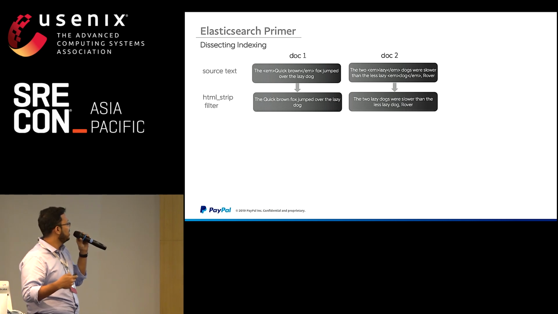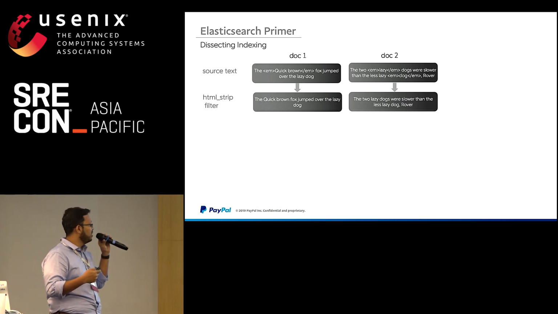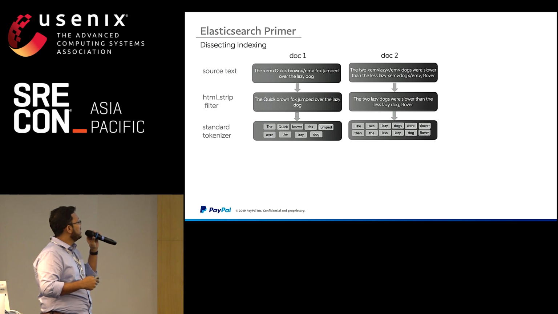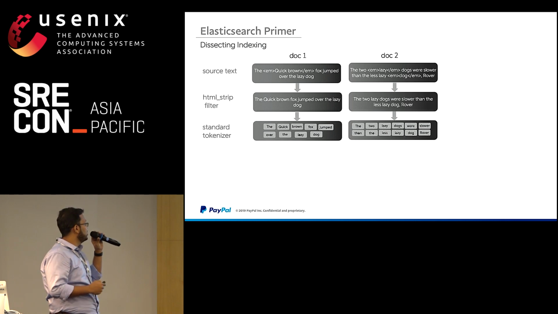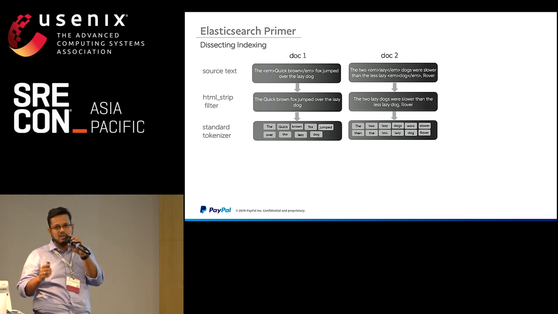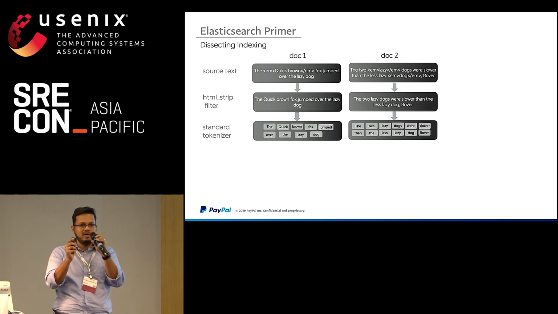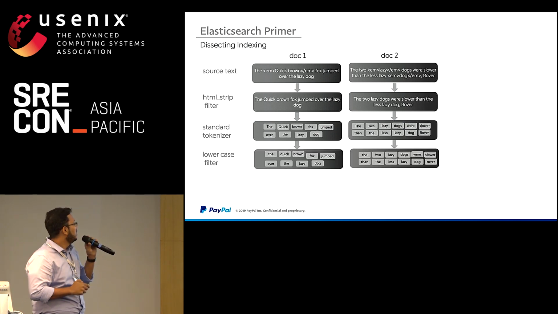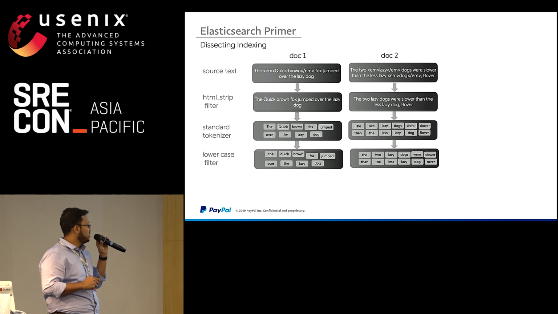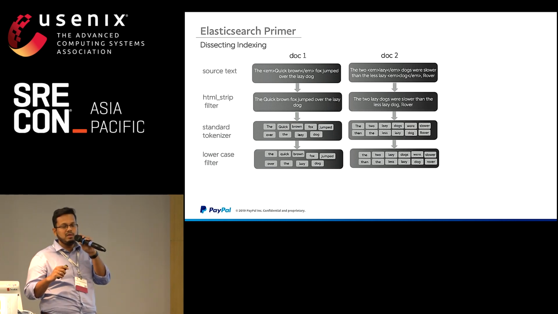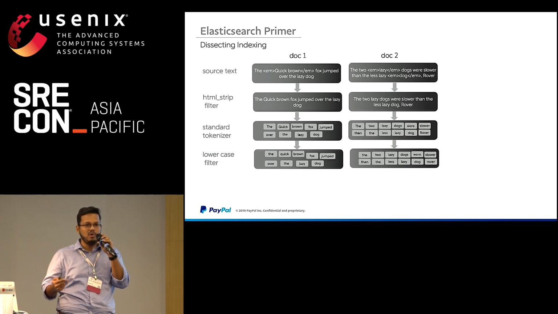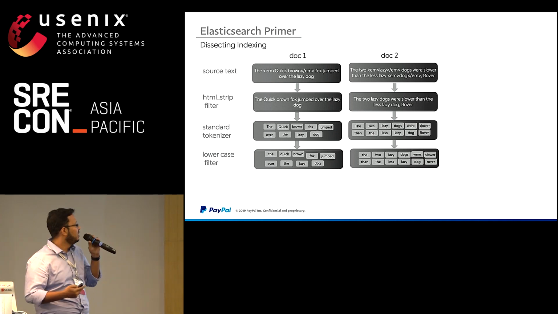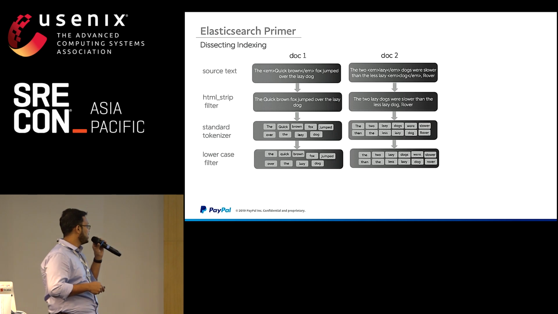The first thing it does is something called HTML strip. It removes all the HTML characters, so you had some EM tags over there that were removed. Then it does a standard tokenizer, which just splits by whitespace character and generates tokens of words. Then it applies a lowercase filter, to make sure we do a case-insensitive search. So if you are searching for an uppercase Quick and you had a lowercase quick, the document is still found. So it stores everything in lowercase.